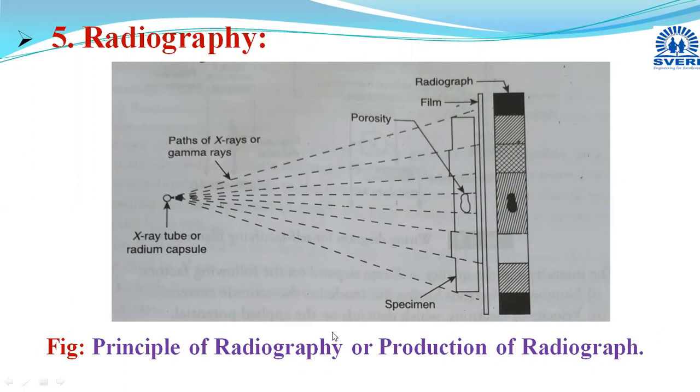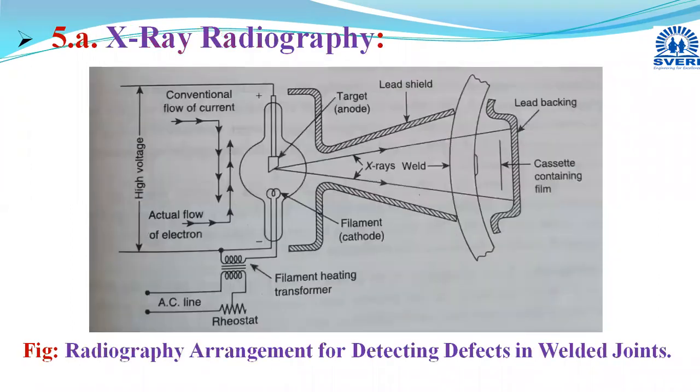Different types are there: X-ray radiography, gamma ray radiography, and neutron radiography. Out of these, we will discuss X-ray radiography and gamma ray radiography. So this is X-ray radiography. This is the component, and here we are collecting the film, a cassette containing the film, where we obtain the results.